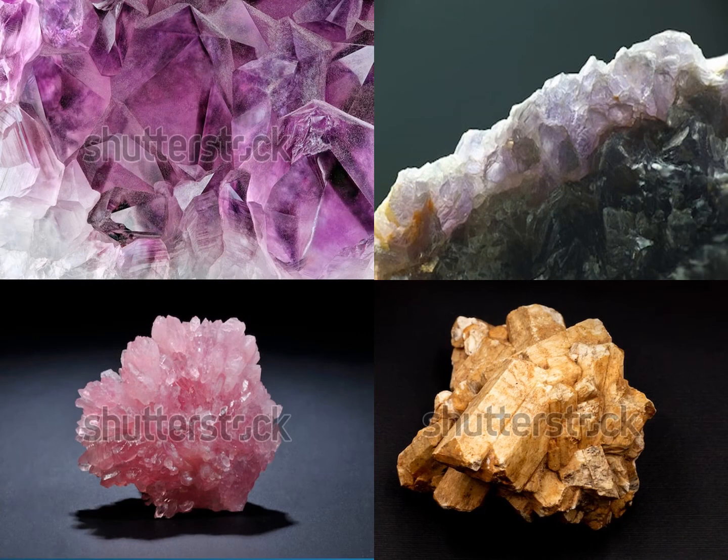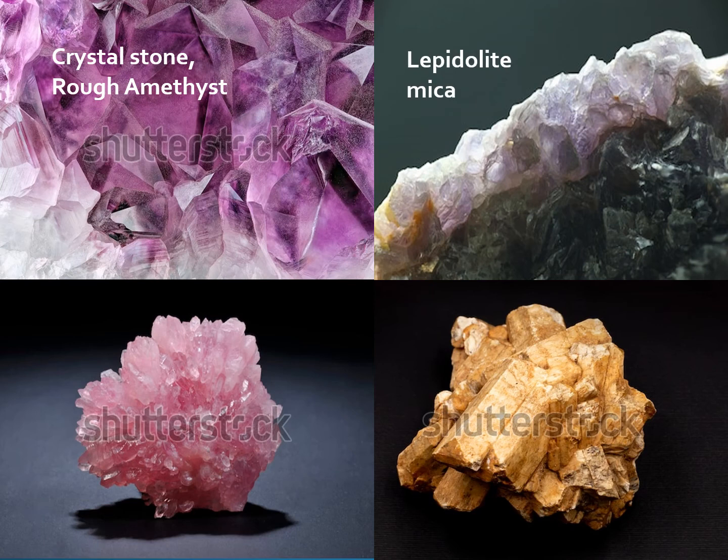And these are some crystals and mica available in igneous rocks. This is a crystal stone, rough amethyst, purple in color, used in jewelry, especially as a zodiac stone. This is lepidolite mica. This is a rose quartz, again used in jewelry for its vibrant color. And this is feldspar mineral crystal. All are found in acidic igneous rock.